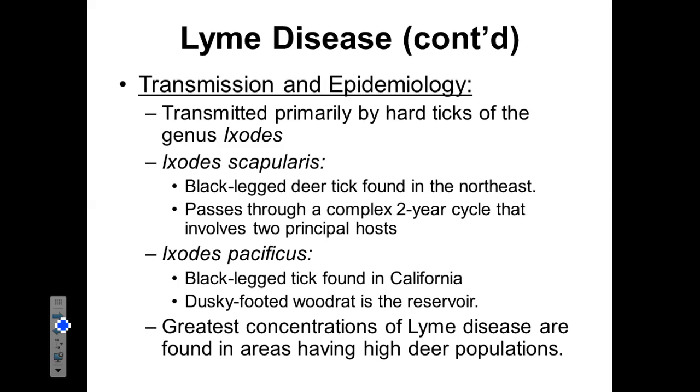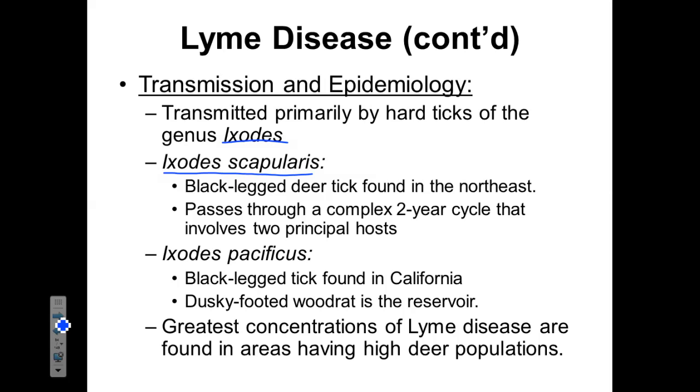Generally speaking, this disease is going to be transmitted by ticks within the genus Ixodes. Ixodes scapularis, the black-legged deer tick. This deer tick is found in the Northeast and is going to be capable of passing this disease. This tick goes through a 2-year life cycle, and this tick is going to have 2 principal hosts.